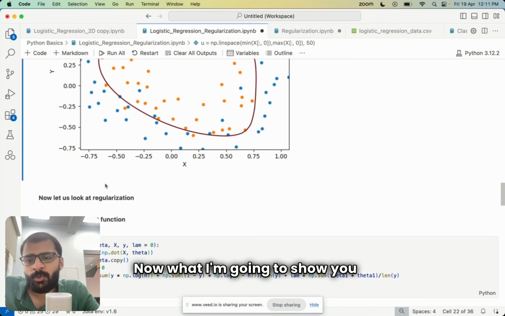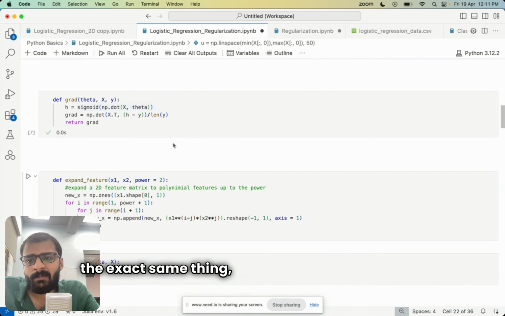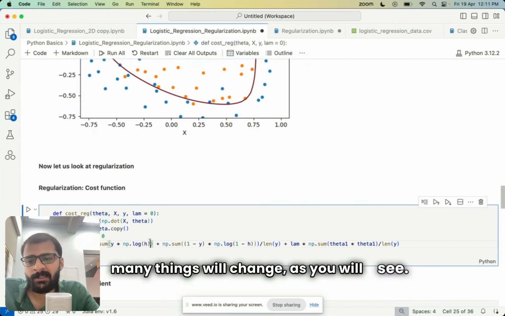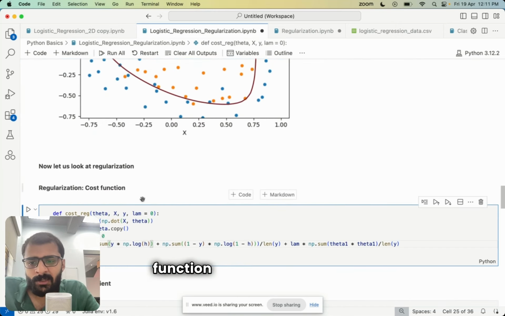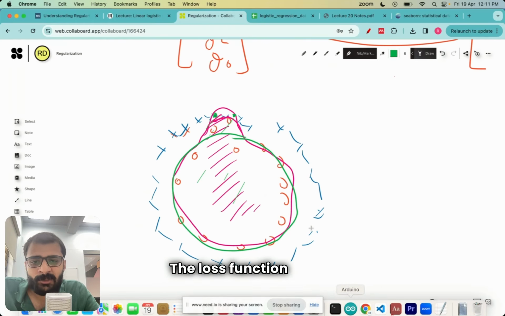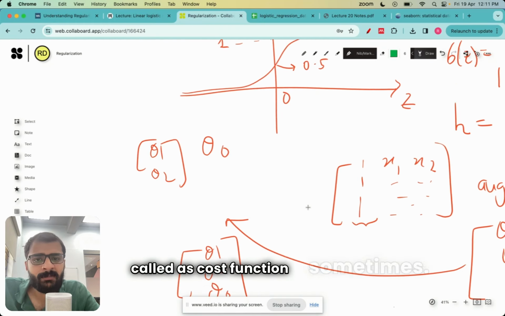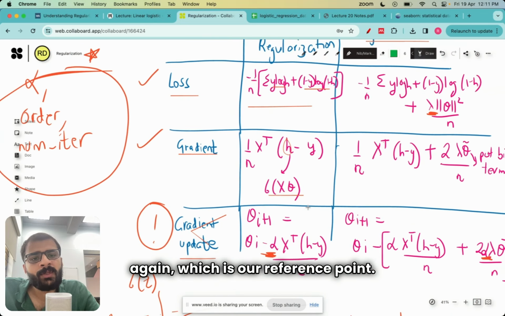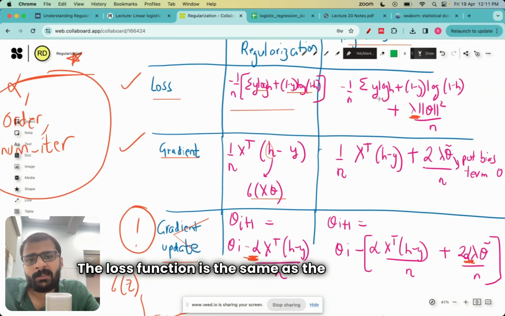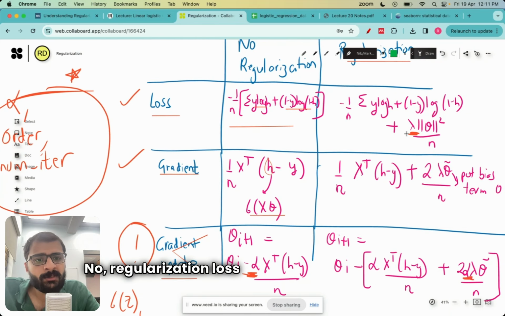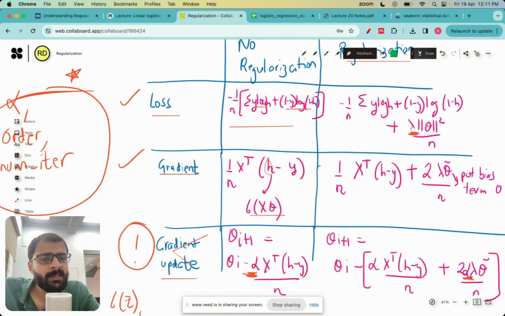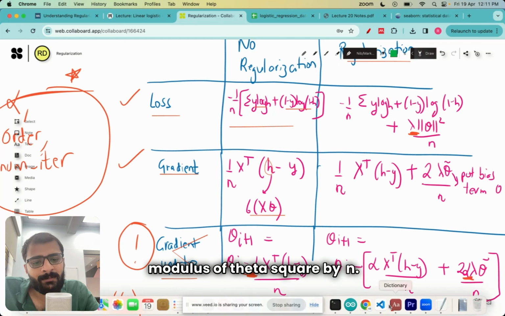Now, what I'm going to show you is the exact same thing but with regularization. Not many things will change, as you will see. First, we'll define the cost function or the loss function. The loss function is also called the cost function sometimes. So, let us look at our table again, which is our reference point. The loss function is the same as the cross entropy no regularization loss, which is minus 1 by n y log h plus 1 minus y log 1 minus h. But we'll add this lambda times modulus of theta square by n.